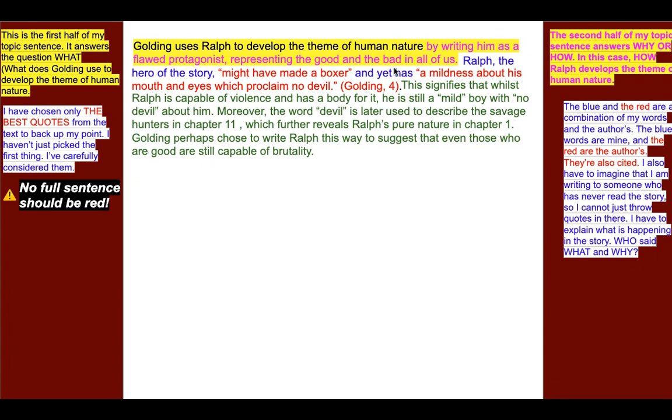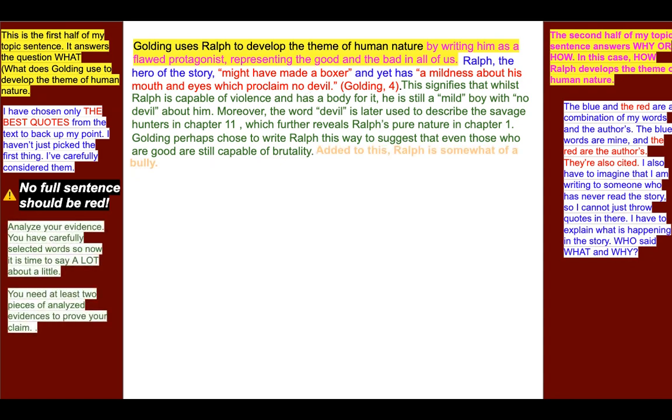So I've analysed only what I've spoken about. I've only analysed the boxer and the mildness and no devil. I've not started talking about other stuff. So I picked the red. I have to be really picky when I'm getting my evidence as well. Now, I don't think that alone backs up my claim, so I've got another piece of evidence.